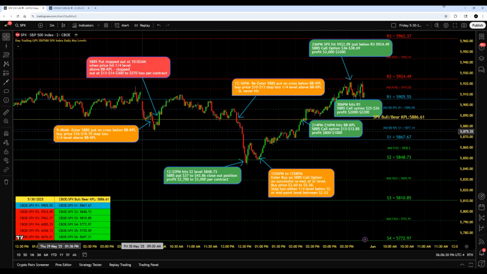So right here at 9:48 on this candle, we have a candle close on the cross below the bull bear KPL. The price was anywhere from 16 to 18.70. The stop loss would be a quarter level above the bull bear KPL. So this is the midpoint here, so a quarter level would be halfway.